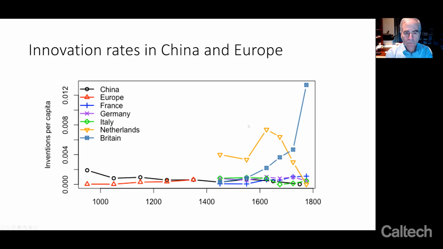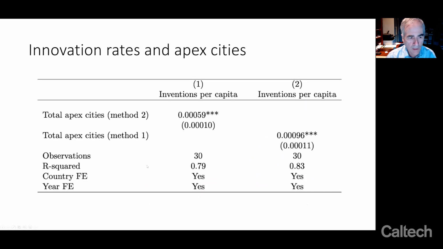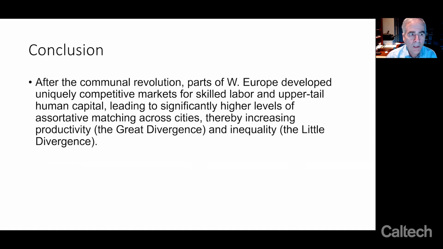So the picture here can be slightly pushed further just by regressing the per capita invention rate on country fixed effects, year fixed effects, and an indicator of total apex cities. We use a couple of different ones in this particular analysis, but it confirms the storyline that I was describing when looking at the graph, which is that controlling for country fixed effects and year fixed effects, if you've got more apex cities, you're producing more inventions per capita.